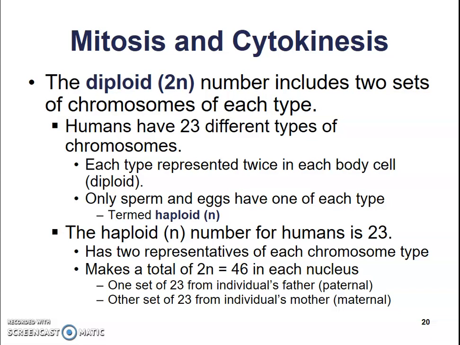Haploid cells, which are sperm and egg, only have 1 of each chromosome. So the number of chromosomes in a sperm and egg cell is 23, whereas other body cells have 46 chromosomes. And we're going to talk about why that haploid number is important when we move on to meiosis, which I believe is the next chapter.